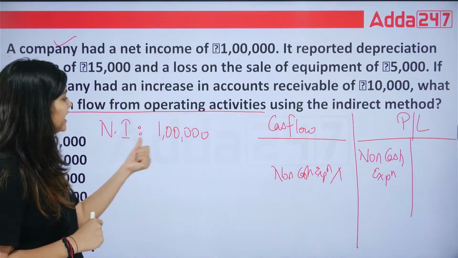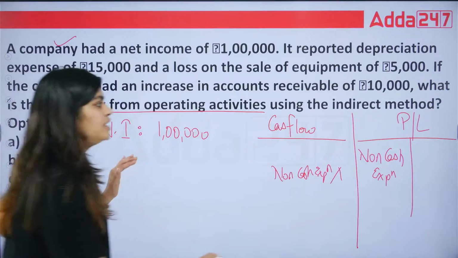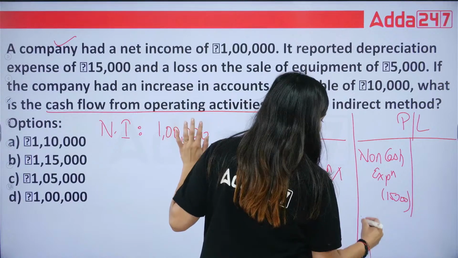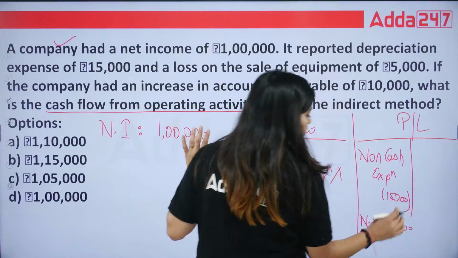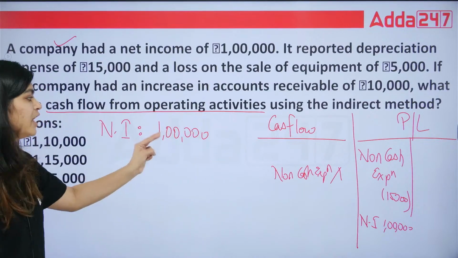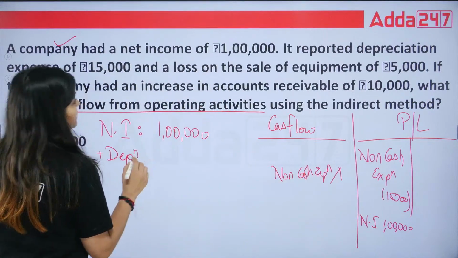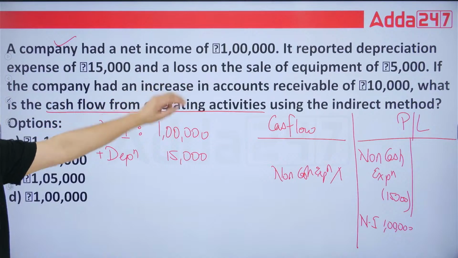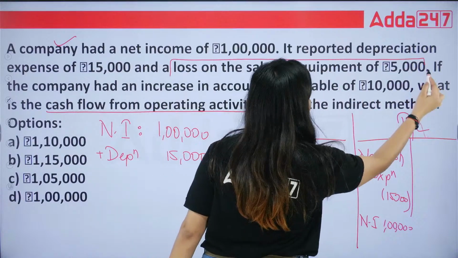Which means if we have already given the adjustments for this non-cash item, we need to add it back. Because while preparing the P&L we already subtracted 15,000, and only after that did we get this net income of 1 lakh. So we need to identify the cash flow, which means we add back the non-cash expense, that is the depreciation of 15,000. Next, the loss on the sale of equipment of 5,000. Now tell me, what about the loss on the sale of equipment of 5,000?